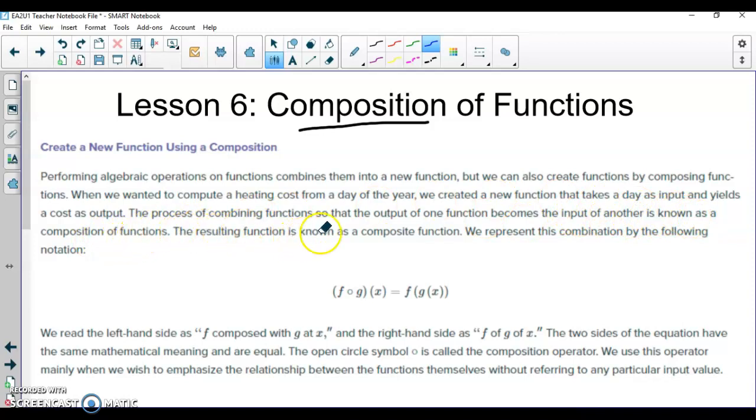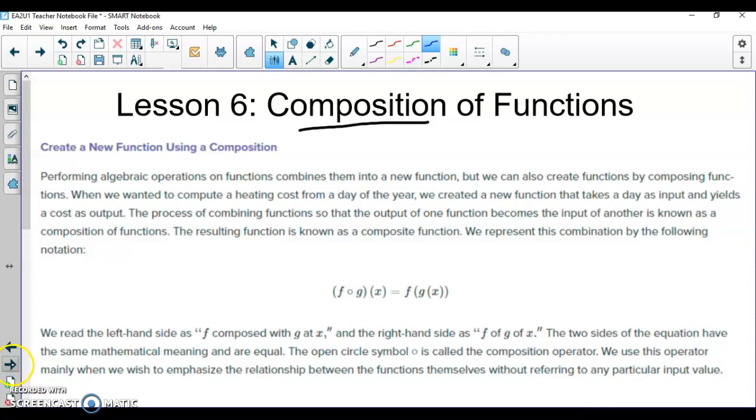The resulting function is known as a composite function. We represent this combination by the following notation: f composed with g of x, which is the same thing as f of g of x. So we're basically saying instead of doing two functions separately, we compose them together and we only have to deal with them once. Now, this is what a textbook would say.